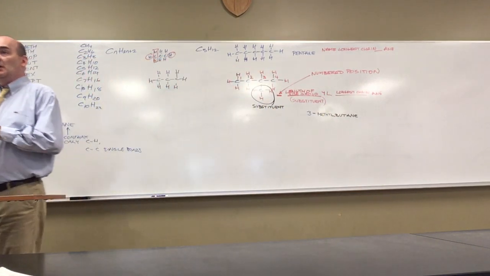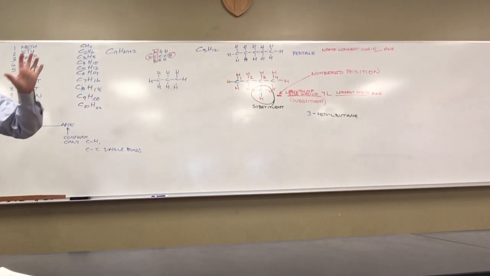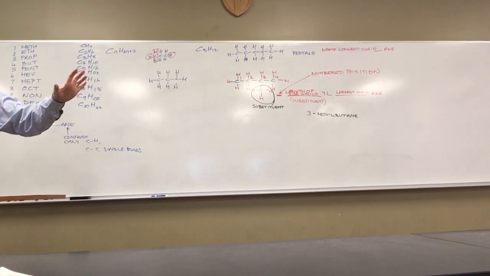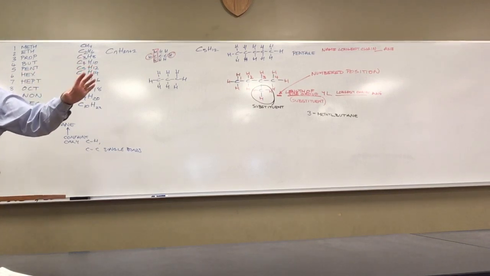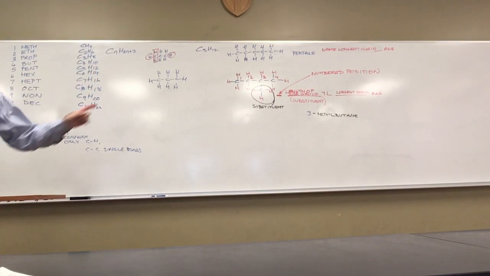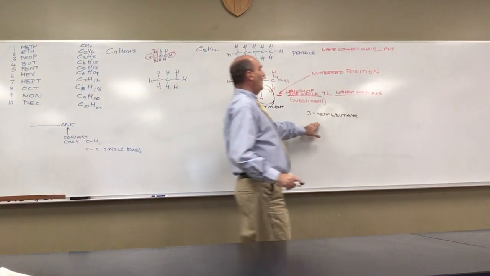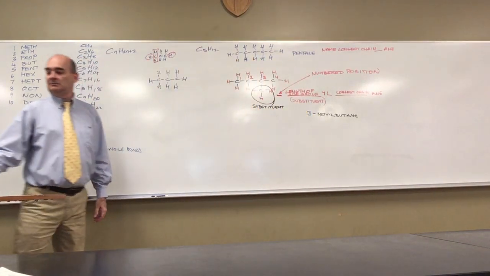Covalent molecules are all one word. Ionic compounds have a space in them between where the positive cation is and the negative anion is. Sodium space chloride, metal space non-metal, cation space anion. Covalent molecules, all one thing. So this is one word. So that's 3-methylbutane.